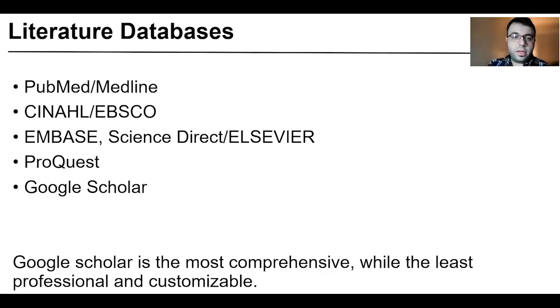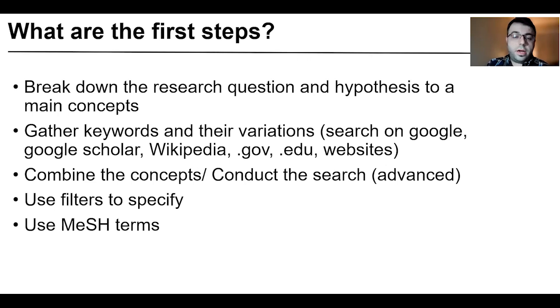So we have several databases, and some of the most famous ones are, as you might know, PubMed, which is part of Medline, CINAHL, which is a part of EBSCO, Embase, and Science Direct, that are founded by Elsevier, ProQuest, and Google Scholar. So Google Scholar is obviously the most comprehensive one, while it is the least professional and customizable. As you know, you can have a less advanced search using Google Scholar, while you have access to a more robust database and more robust source of papers.